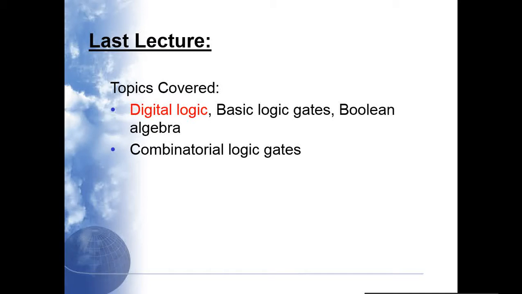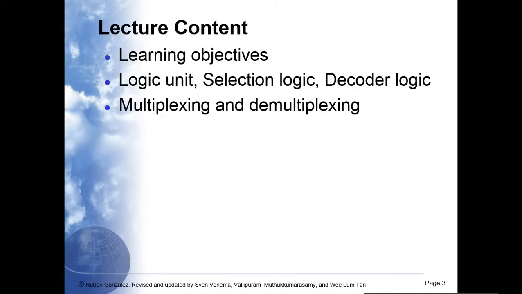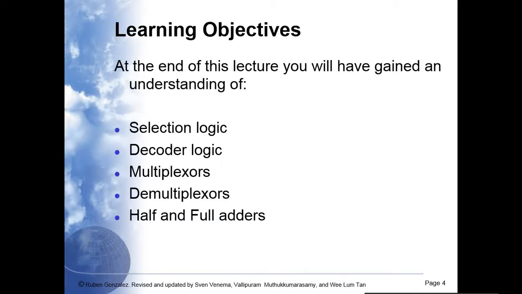So we need to learn what the truth tables, or the different input and output combinations, for each logic gate are. In this lecture we'll be looking at the logic unit, selection logic, decoder logic. They get more complex very, very quickly. They're still fairly simple things, but it will take a little bit of effort to see how everything flows through, because there's now going to be more than one gate that we're dealing with. We'll also very quickly look at multiplexing and demultiplexing. So at the end of this lecture you'll have gained an understanding of selection logic, decoder logic, multiplexers, demultiplexers, and half and full adders.